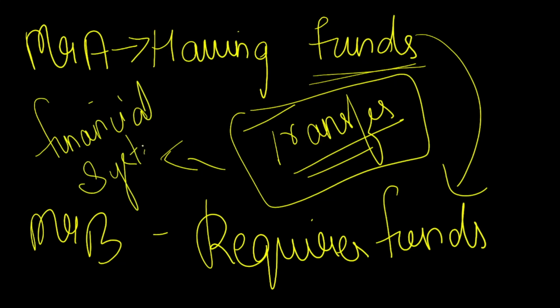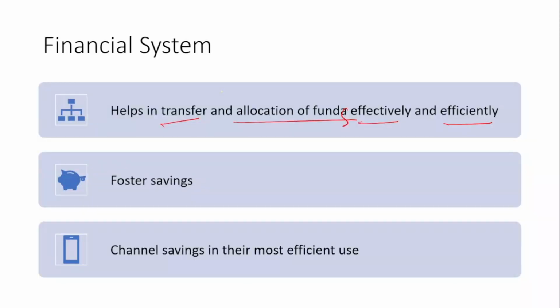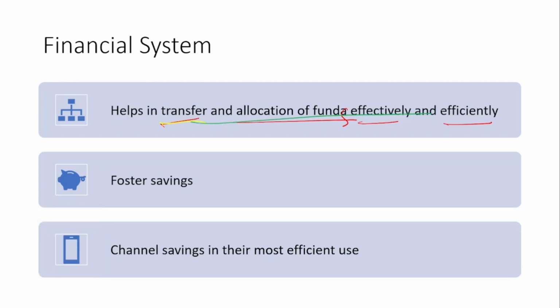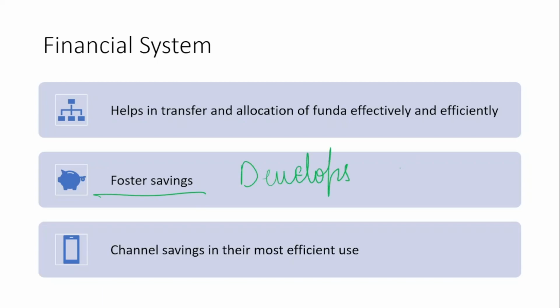All these things we will study in financial system. So transfer and allocation of fund has been achieved in the financial system in a very effective and efficient manner. Next, foster savings. It develops savings. You have money. If you simply keep the money in the bank, it will not give any returns for you. If you invest the money in some financial instruments or financial assets, you will get returns on that, and with those returns you can increase your savings.